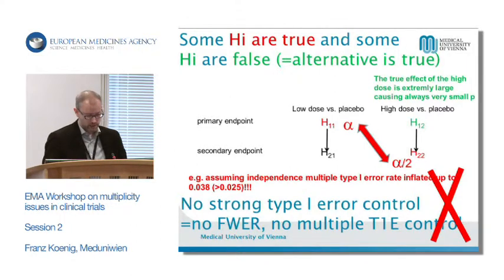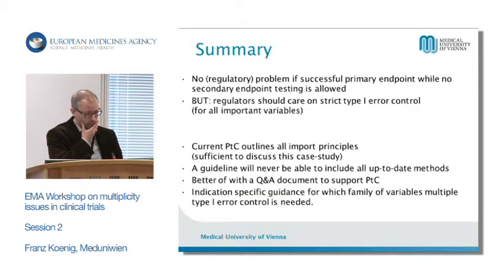So next slide, please. So what is my summary? With your last question, whether it's a problem that we have a successful primary endpoint when no secondary endpoint is tested, I think this is no problem at all. I think the real problem comes in when we have a procedure which does not control the multiple type 1 error rate, and about this situation, the regulator should care more, at least for all important variables.